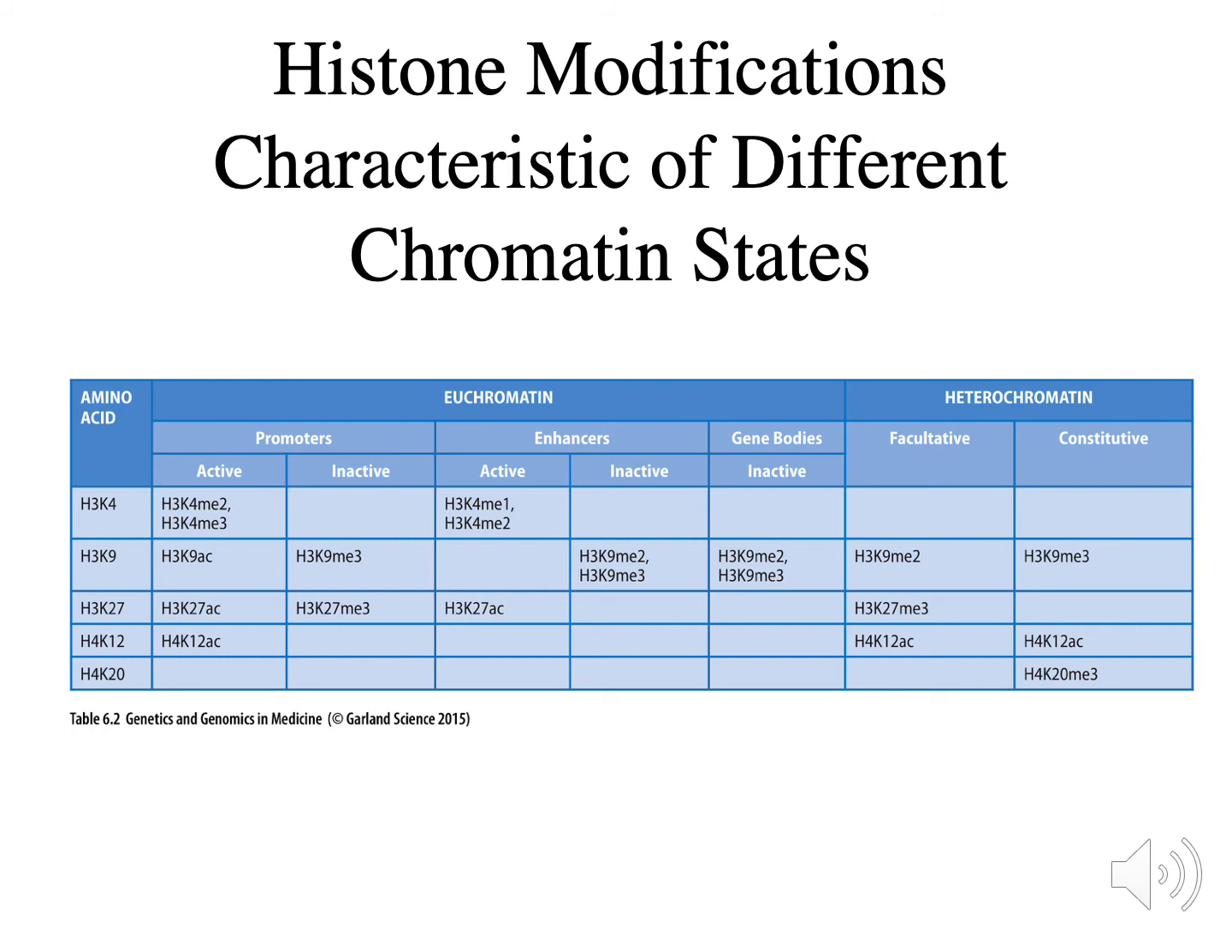It gives an overview here. You can see there are different places where we're talking about euchromatin and heterochromatin, things that are at promoters, things that are at enhancers, situations that are within the gene bodies themselves. So there's a whole variety. It's something that's very widespread that you can see.